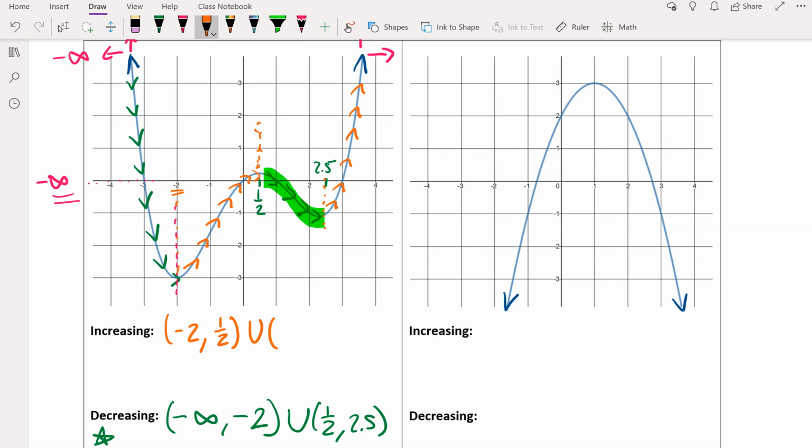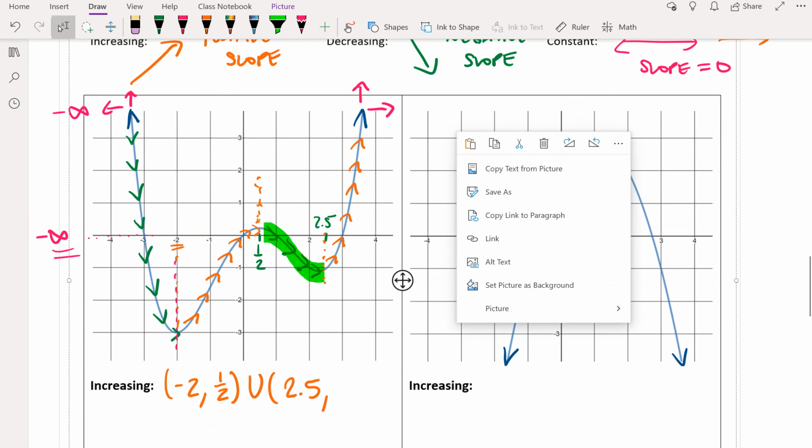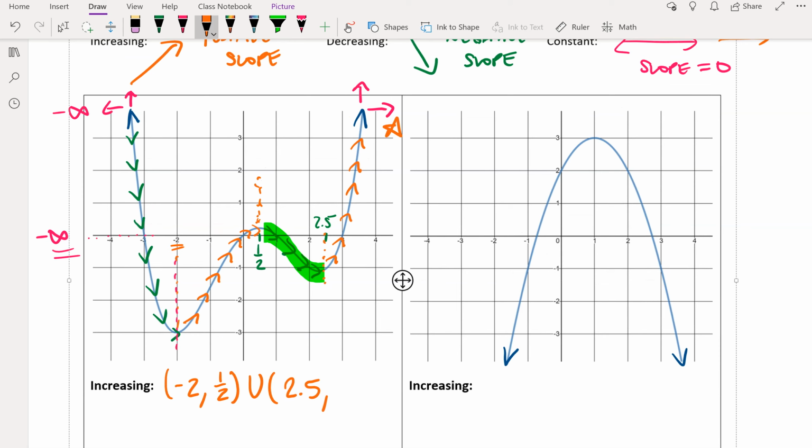2.5 is where we started going up again. 2.5, comma. And then what x value should I use on the right-hand side for the far right? Well, remember, these arrows are telling me we went forever to the right. So we just kept swimming up to infinity. And that's our interval of increase.